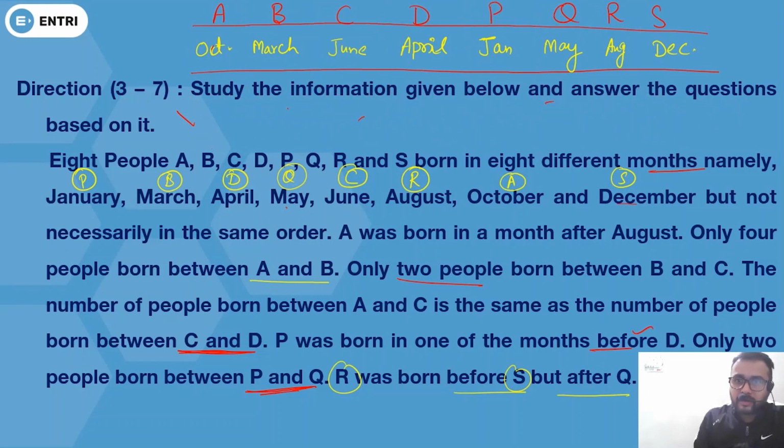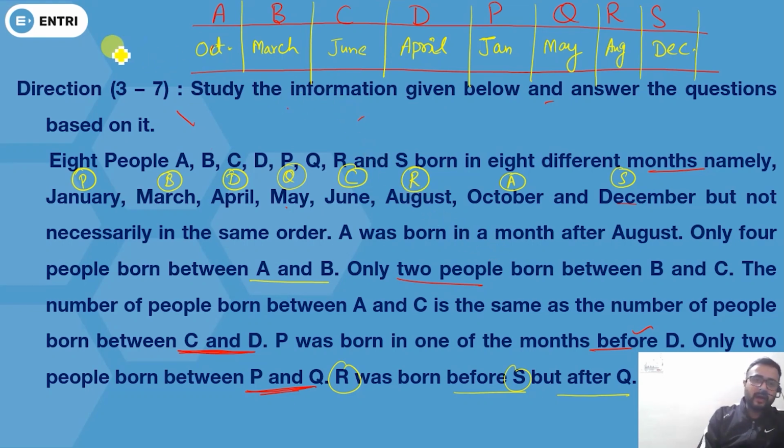So if this one is wrong, I am rubbing this. So we'll be left with this: A October, B March, C June, D April, P January, Q May, R August, S in December. Okay, so this was a very easy puzzle actually. It took some time for me to make you understand. Otherwise, it's hardly a 3 to 4 minute puzzle.